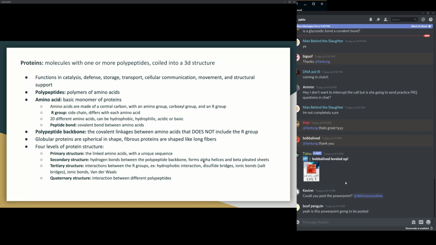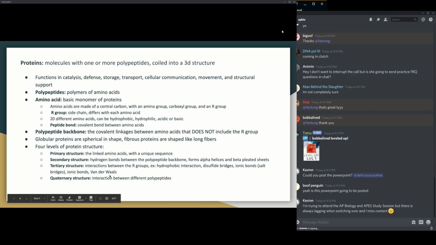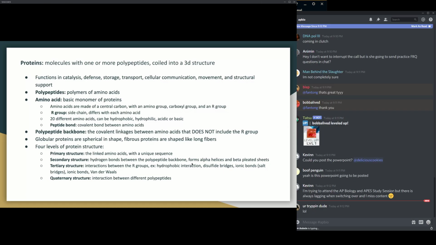They form alpha helices and beta pleated sheets. You definitely need to know the different types of secondary structures, and that's alpha helices and beta pleated sheets. Then the tertiary structure is the interactions between your R groups, which is your side chain, so it's not the polypeptide backbone. There are different interactions in tertiary structure, like hydrophobic interactions, disulfide bridges, which are between sulfhydryl groups, ionic bonds, and van der Waals. You don't really need to know specifically what van der Waals is, but you should know some examples of tertiary structure interactions.